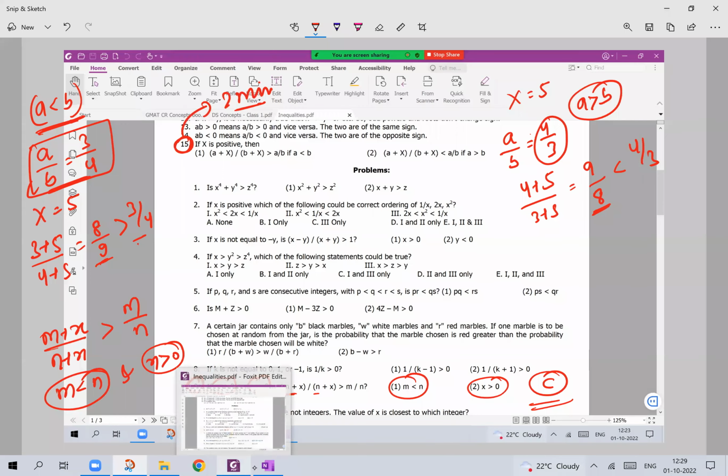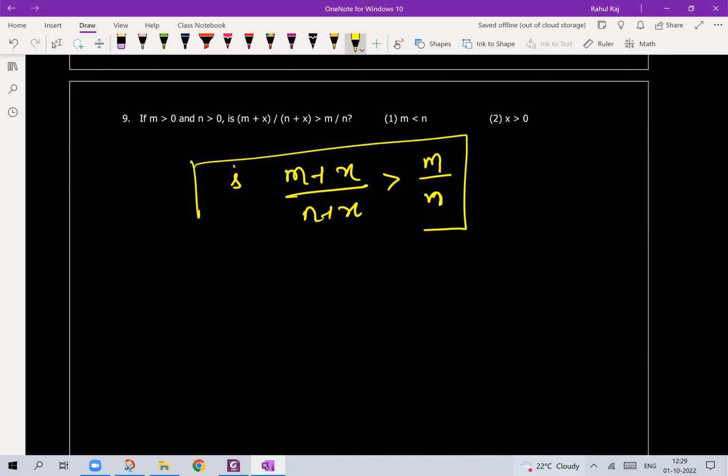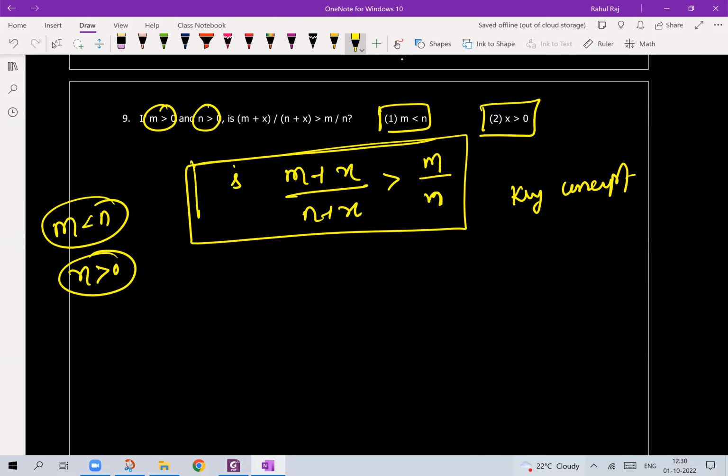The question is simply asking you, is (m plus x) over (n plus x) greater than m by n? This is my question. Now, what we have studied, I should know everything should be positive. It is given in the question, m is positive, n is positive. You know, this is only possible when m is less than n and x is greater than 0. This is key concept point number 15. So there should be no problem here at all.